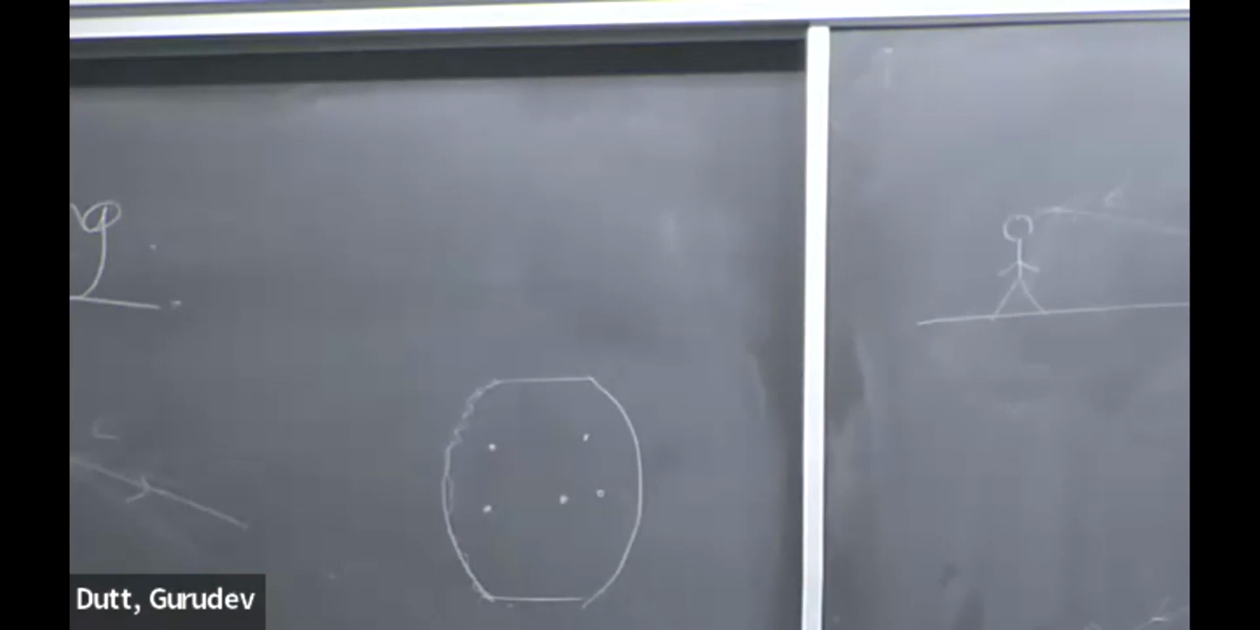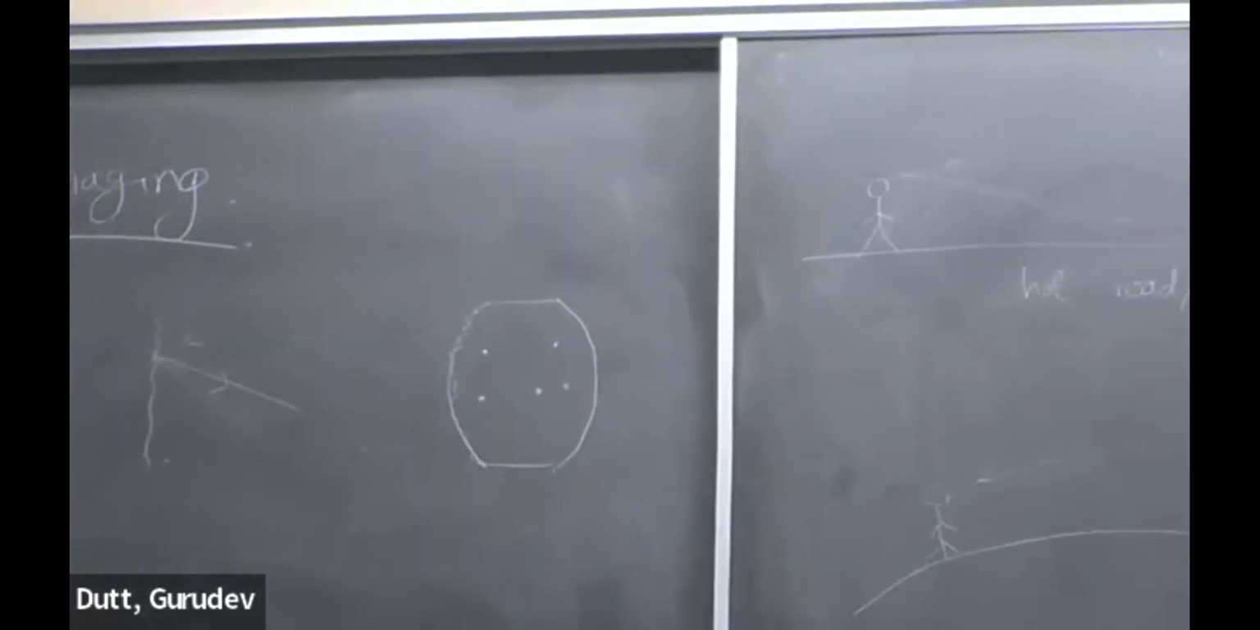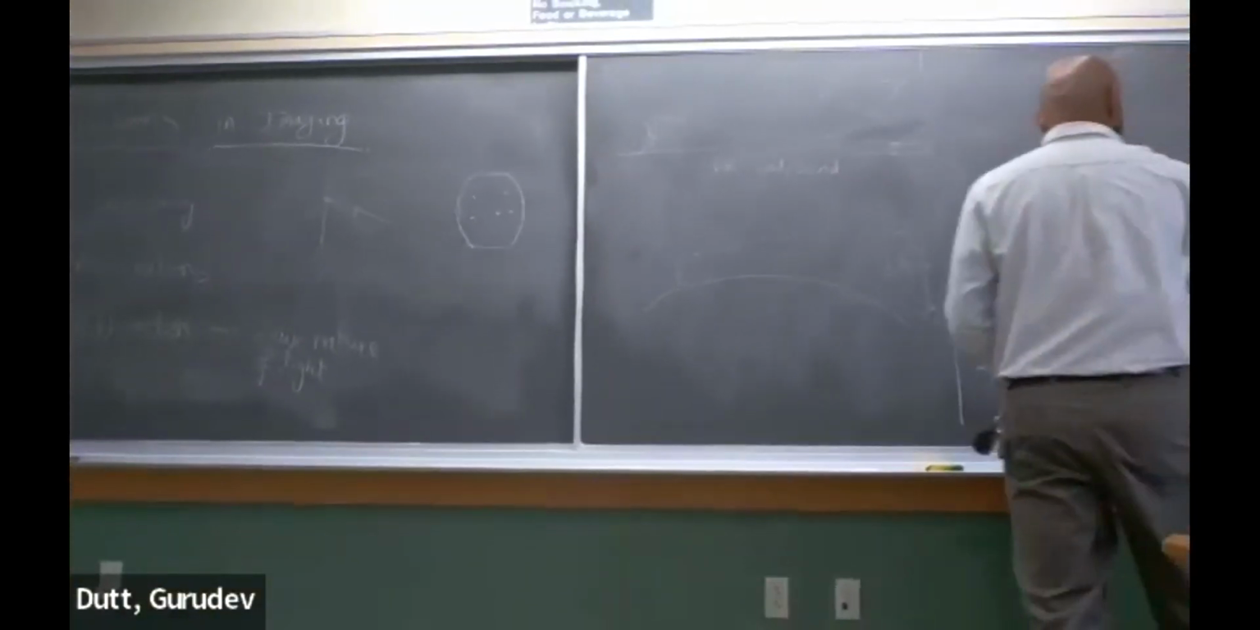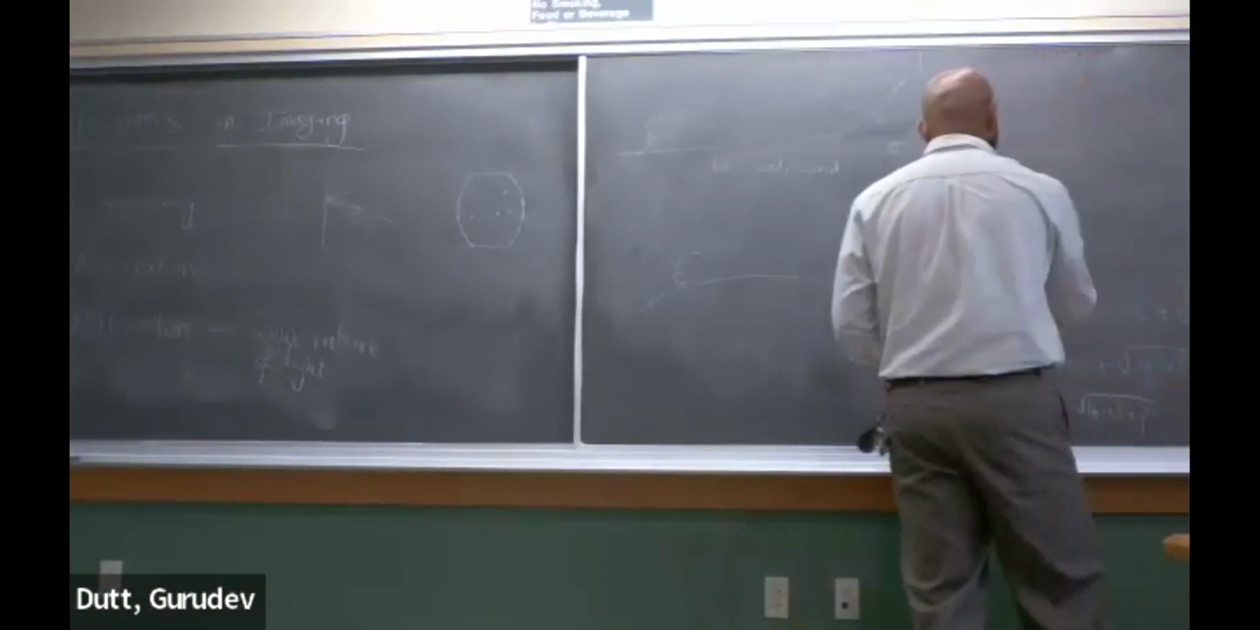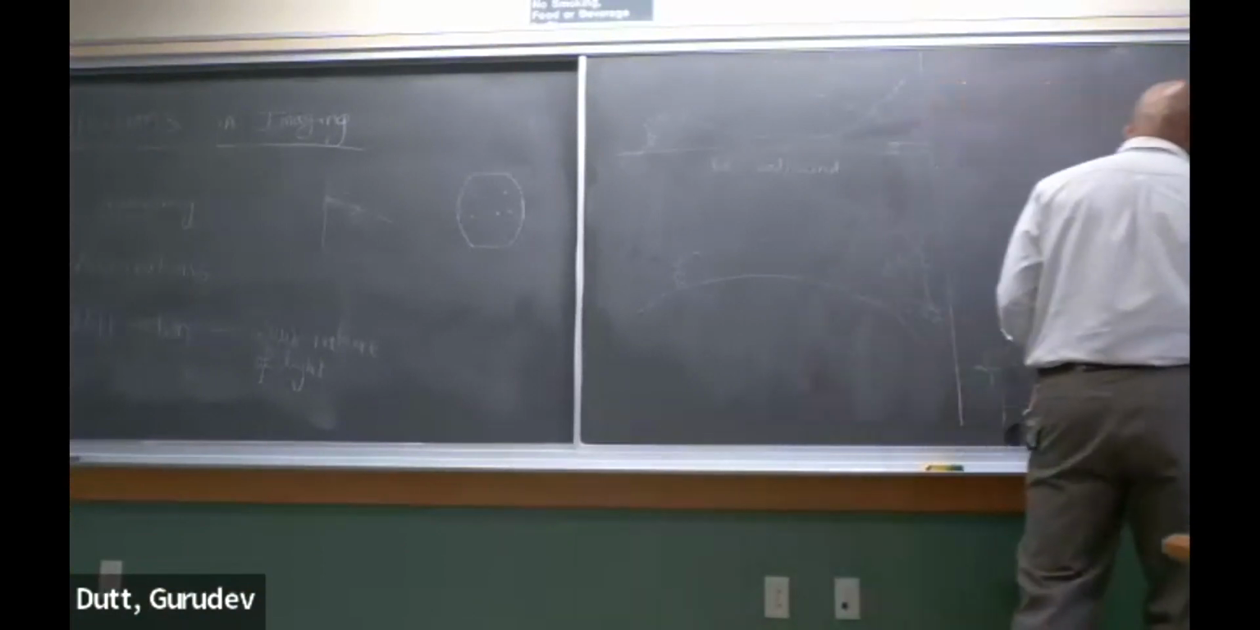Okay, so now I will talk to you about Cartesian imaging on Cartesian surfaces, which is really just an extension of what I just did for the paraboloidal mirror, but with refraction instead of reflection.